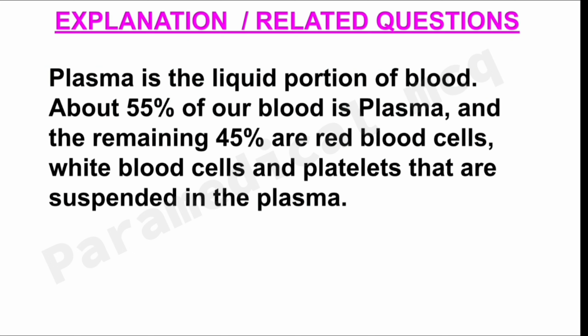Plasma is a liquid portion of blood. About 55% of our blood is plasma and the remaining 45% are red blood cells, white blood cells and platelets that are suspended in the plasma.